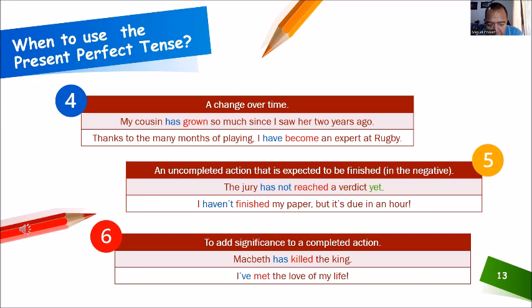Use the present perfect tense to make any past action sound more important. The present perfect tense is often used with great achievements or accomplishments and dramatic or rare events. This makes it appropriate for noteworthy events or significant life experiences. For instance, Macbeth has killed the king. I've met the love of my life.